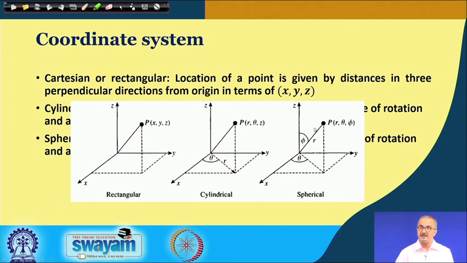So, in this way we find that these 3 coordinate systems represent 3 ways of approaching a particular point from the origin.